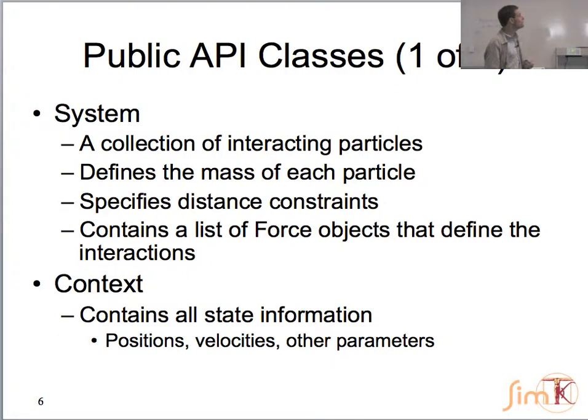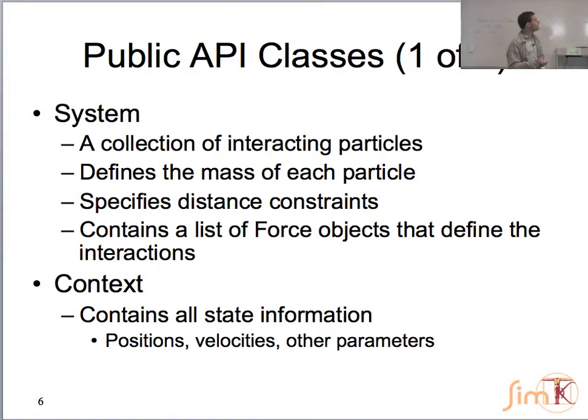Well, System is actually a class defined at the layer of the public API, the one down a level below the application layer. And it just defines a collection of interacting particles. It defines a little bit of information about them, like the mass of each particle. It can define distance constraints to say that these 2 atoms must always remain this distance apart. And it has a few other basic things like that that it can define. But then it also contains a list of force objects that define how these particles behave, how they interact with each other. And I will get to force objects in, I believe, the next slide.